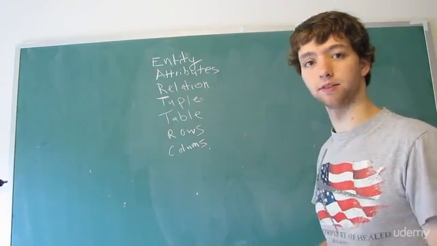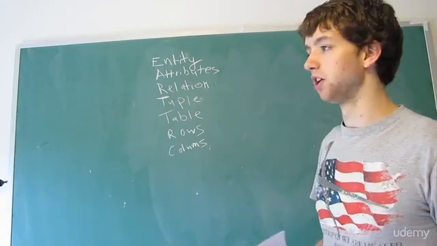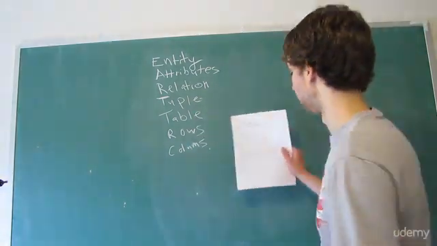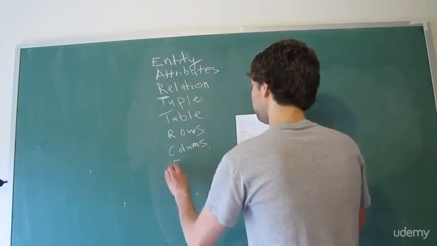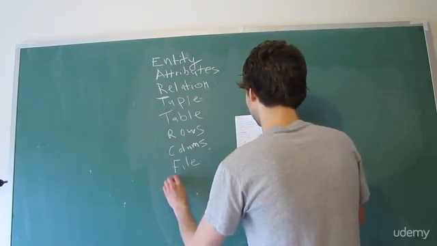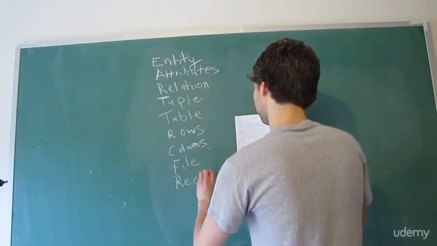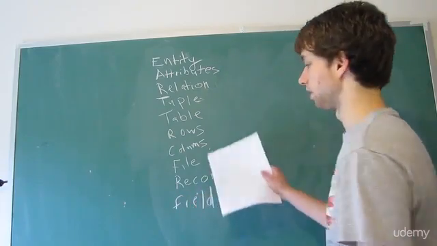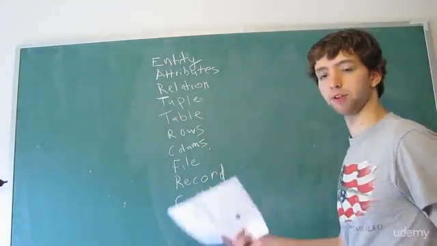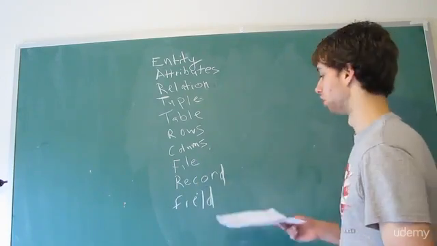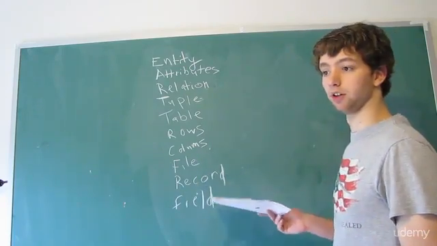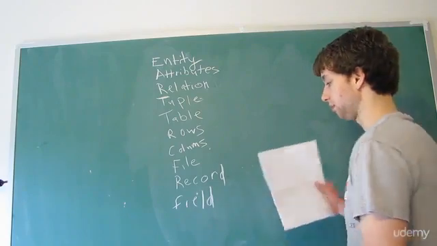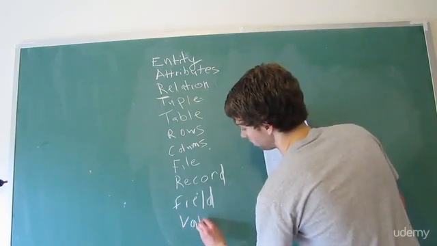Now, we also have three more terms that we haven't learned yet, which you will possibly hear. They're kind of older terms, but they're just talking about the same thing. You may hear the terms file, record, and then field. So what are these talking about? Well, file is just another name for a table. A record is another name for a row, and a field is another term for a column.